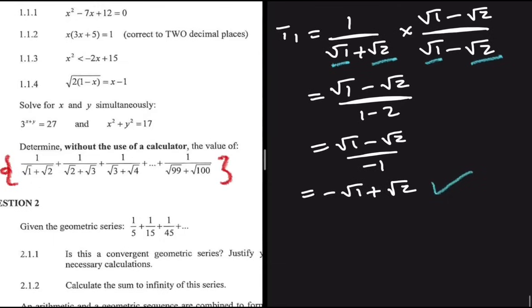Let's go ahead and do the same for T2. So if you do the same for T2, we have 1 divided by square root of 2 plus square root of 3.